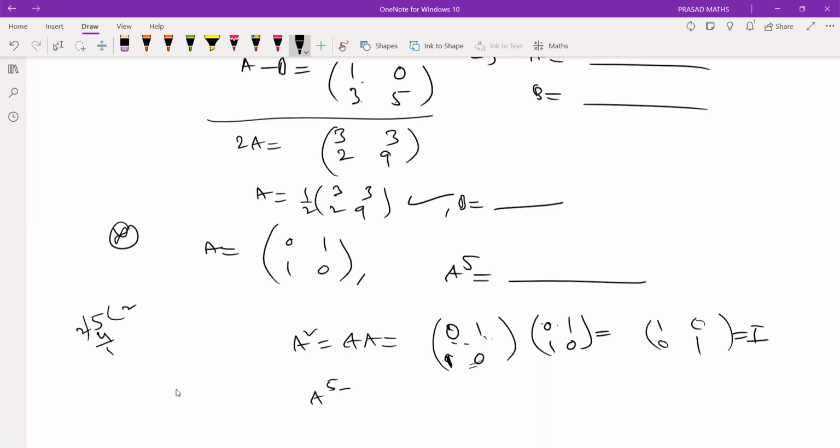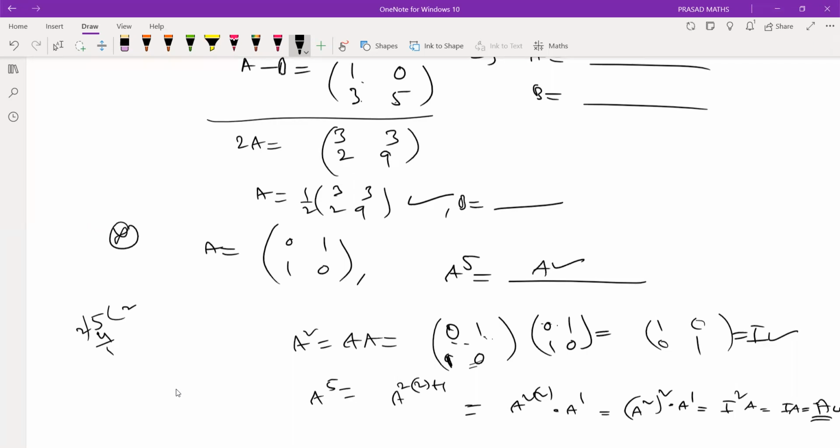1. Therefore A power 5, by the division algorithm, can be written as 2 into 2 plus 1. That means A power 5 is (A square) whole square into A power 1. A square is nothing but I square, and A power 1 is A, so I square into A. I square is nothing but I, and I into A is equal to A by the identity property. So A power 5 is itself A.